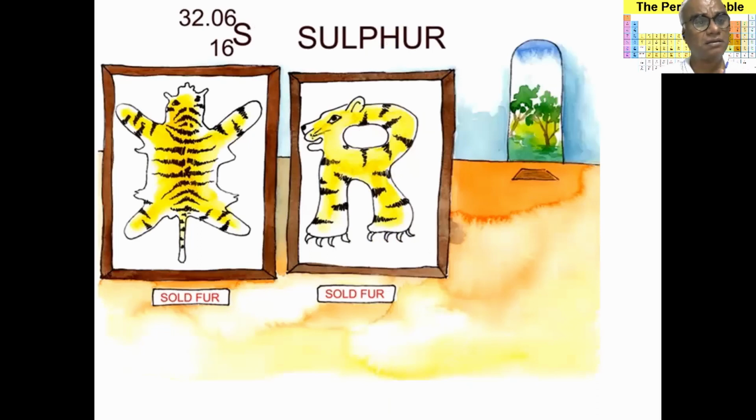Inside the restaurant, they hung a lot of furs, tiger furs. And all the furs are sold. So it is said that sold fur. The 16th element is sulfur.